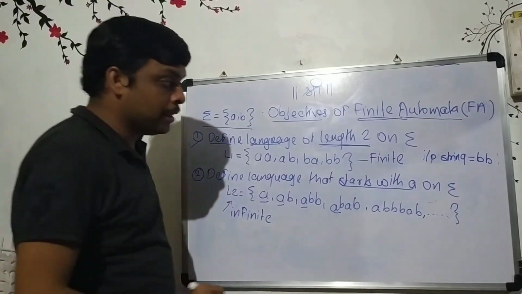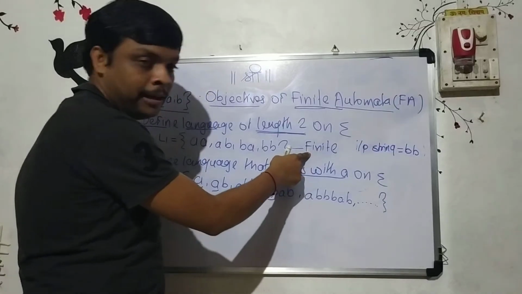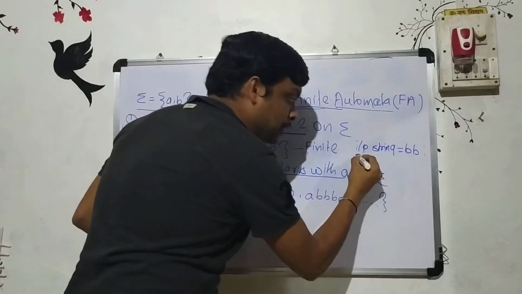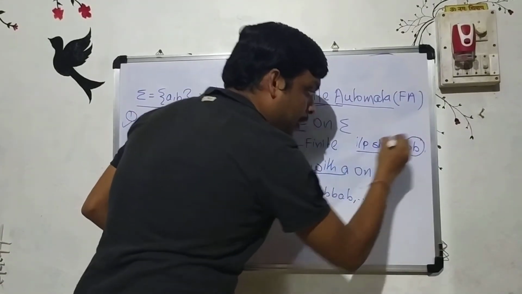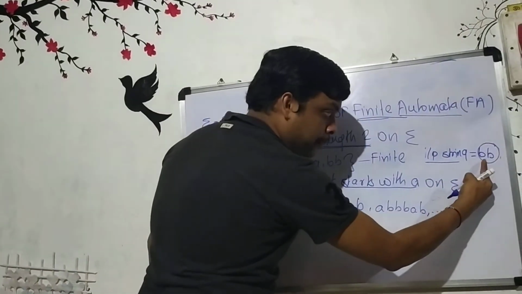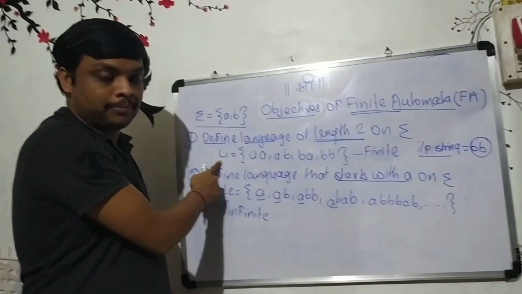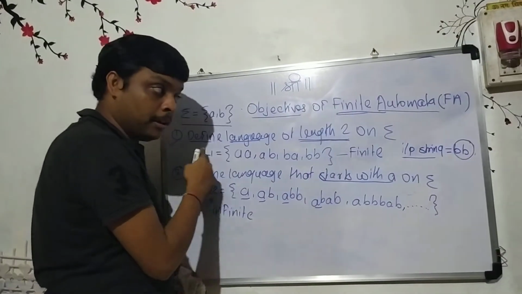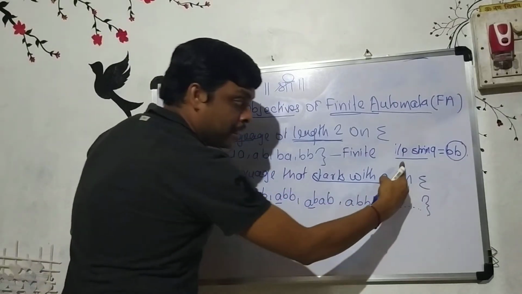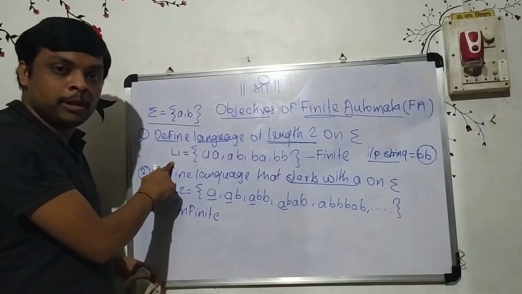Okay, so in the input we have the L1 language, which is finite. The user has given one string, BB, and what is the question here? We have to check whether this input string BB is present in the L1 language or not.